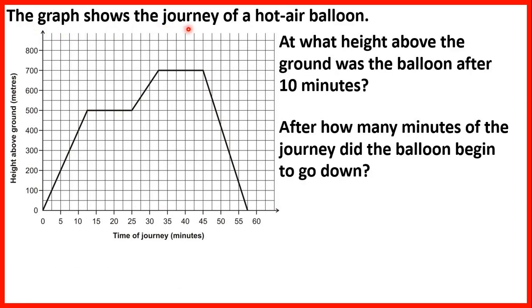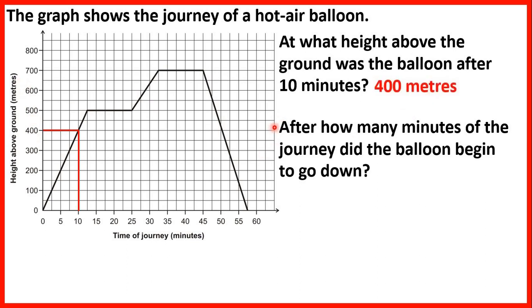The graph shows the journey of a hot air balloon. At what height above the ground was the balloon after 10 minutes? So if we look, we have the time of journey on the bottom. So what we can do is find 10 minutes and then draw a line straight up so that it's meeting the line on our graph. Then if we draw a line to the left, we can see that the height above ground was 400 meters.